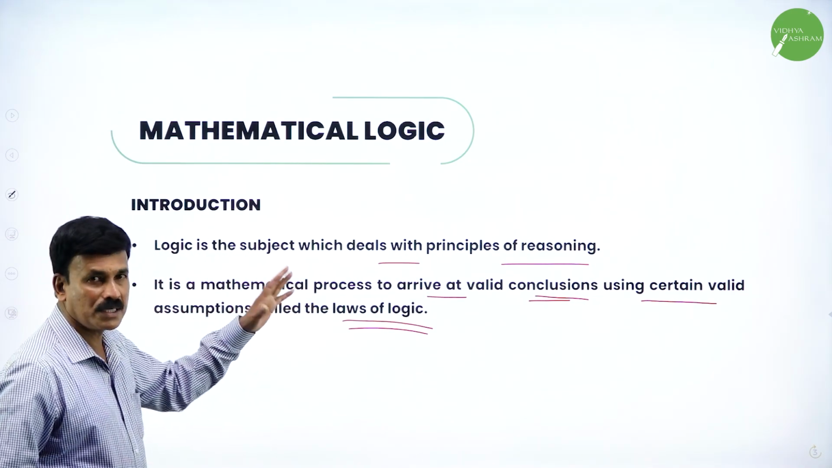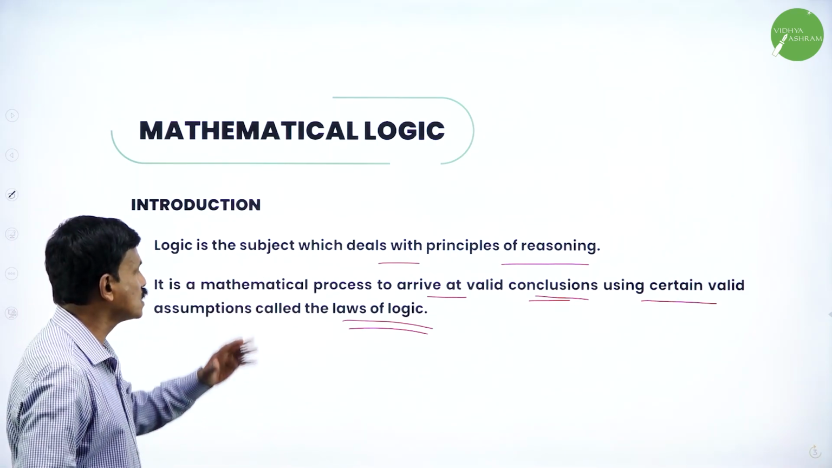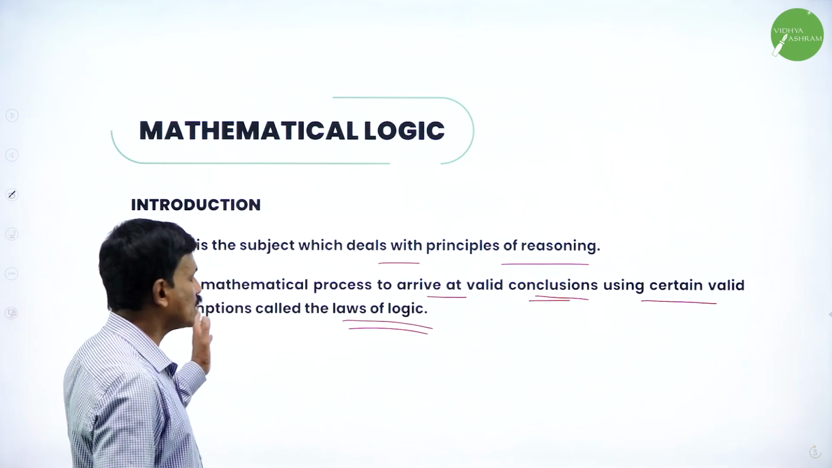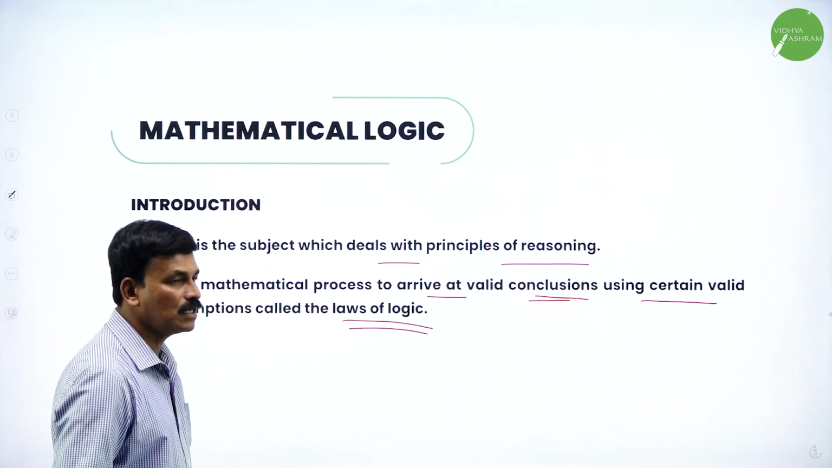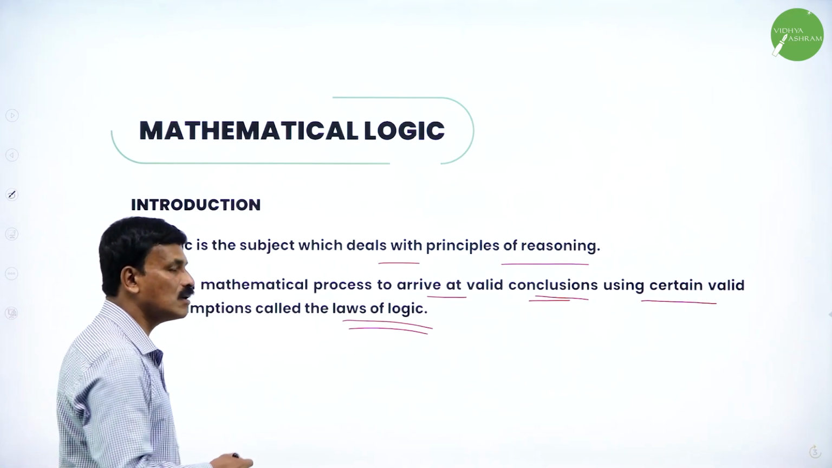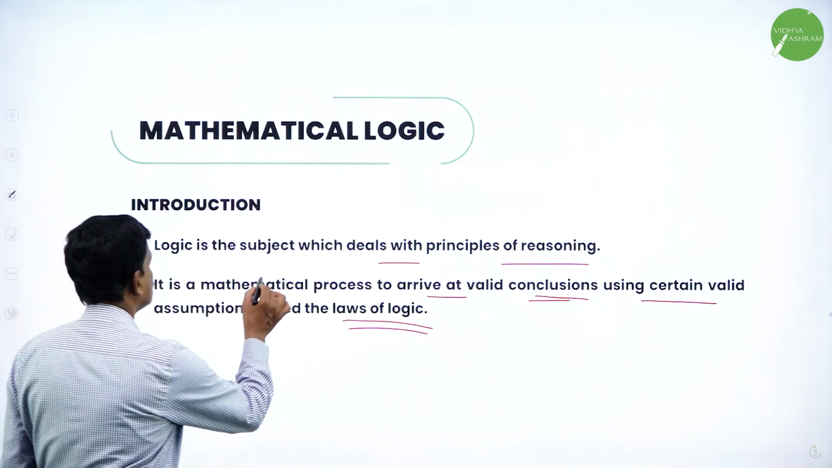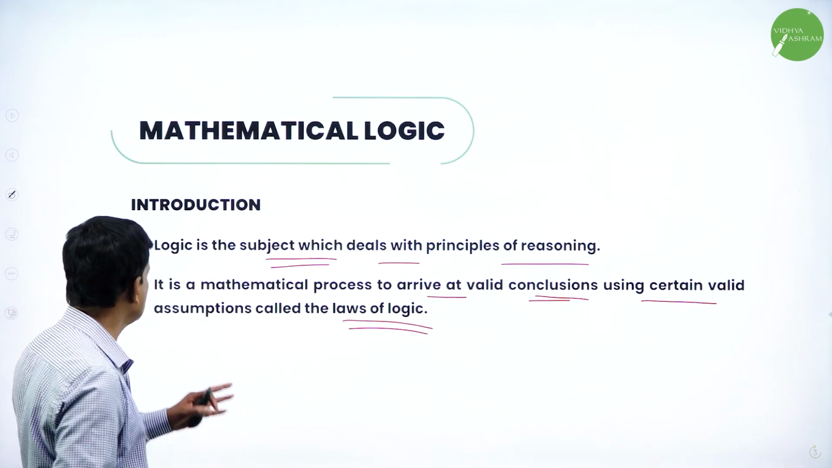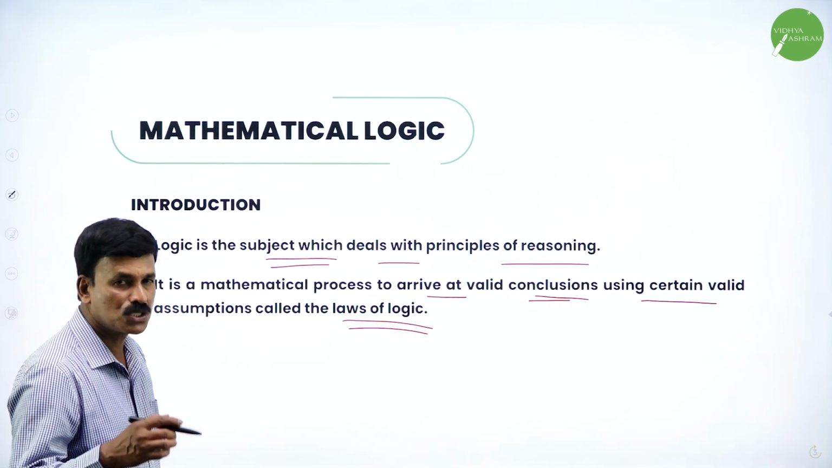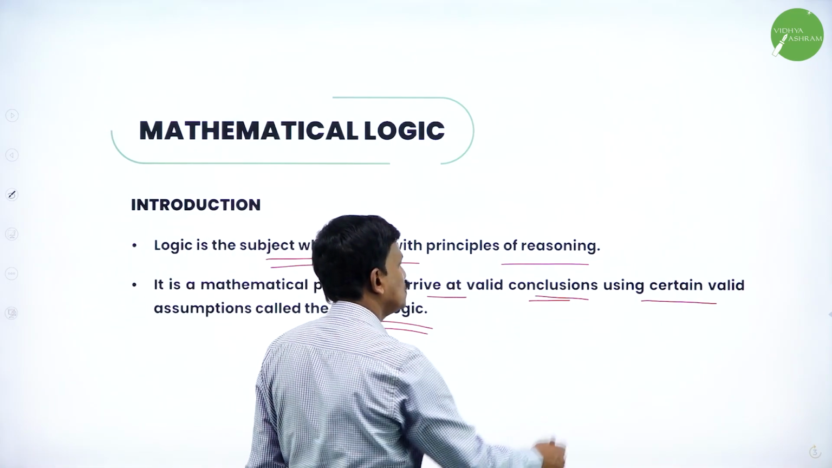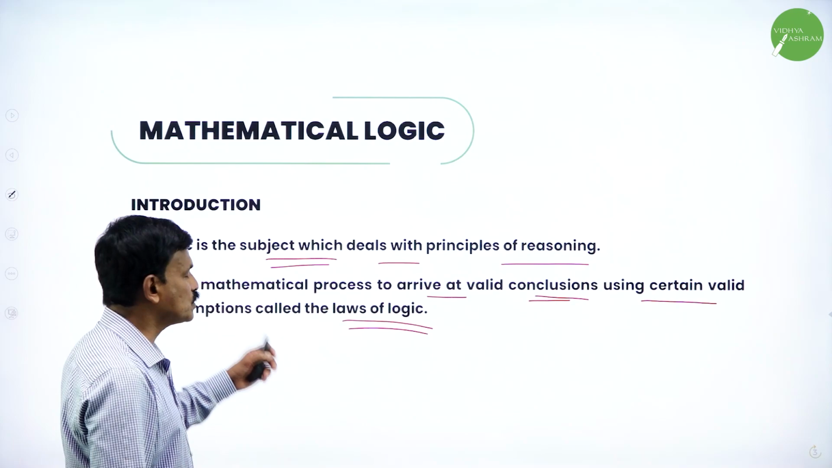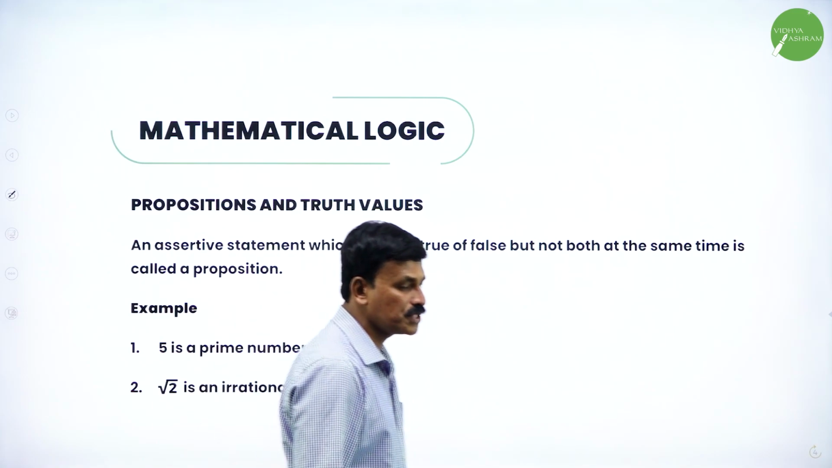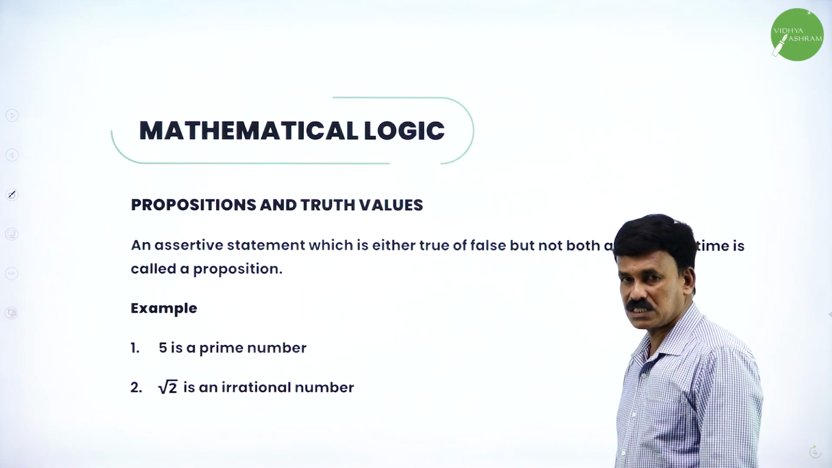Using certain valid assumptions is called the laws of logic. So it is the mathematical process to arrive at a valid conclusion using certain assumptions, that is called the laws of logic. So logic is a subject which deals with the principle of reasoning. And what are the laws of logic? It is a mathematical process to arrive at a valid conclusion using certain assumptions. Now let us know what a proposition is and the truth values for a proposition.